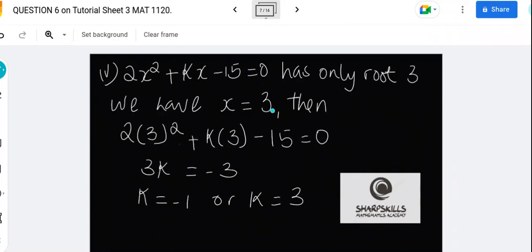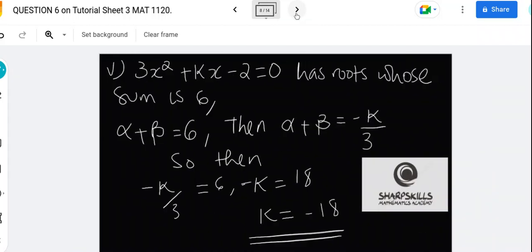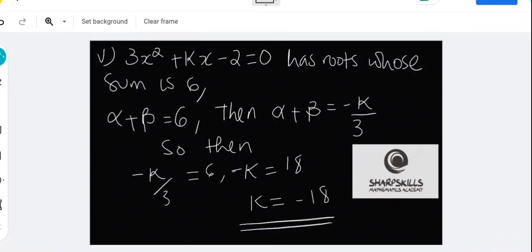So you can still go on and on. Here in the next question, we are told it only has root 3, meaning the only root which is there is 3. So you simply get your 3 and substitute it in the equation. Then you're going to find the value of k. You are done. There is nothing like, why is the question too simple? No, that is the understanding, and that is how you're supposed to solve it.